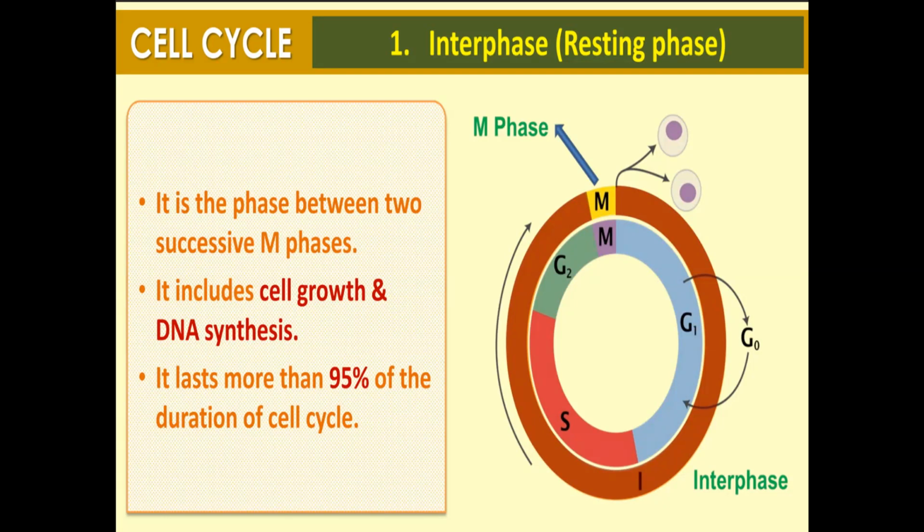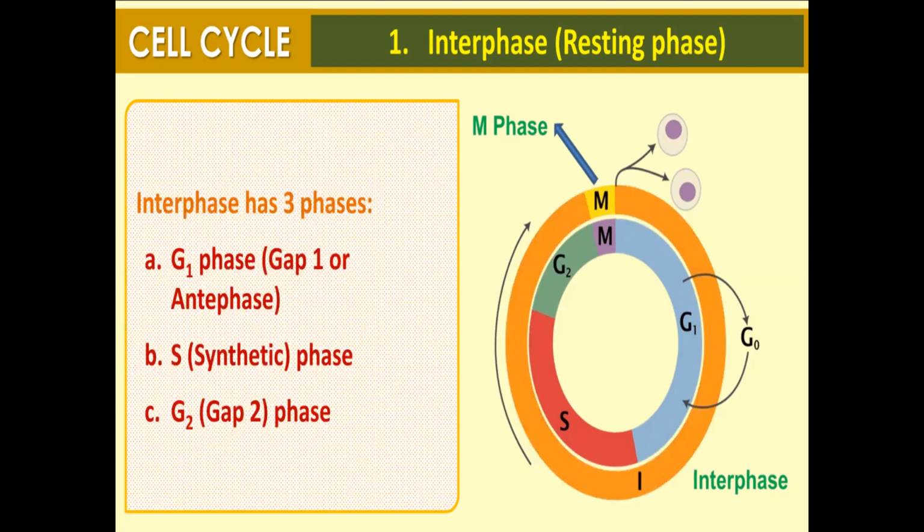Now, what happens during interphase? The cell grows and the DNA is synthesized. DNA is duplicated because the cell will divide. Each cell should get DNA, so the DNA is duplicated. It lasts for 95% of the duration of the cell cycle. 95% of the duration of cell cycle is interphase.